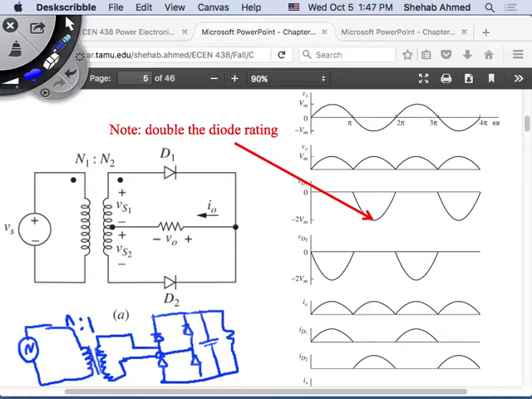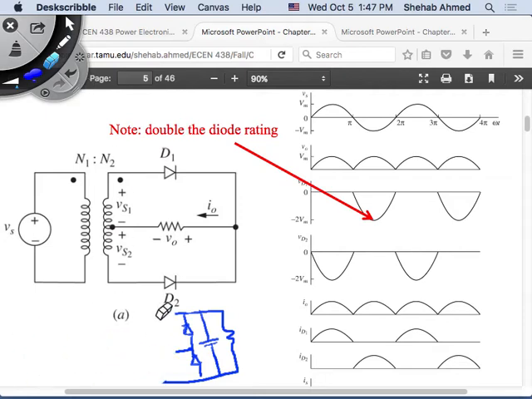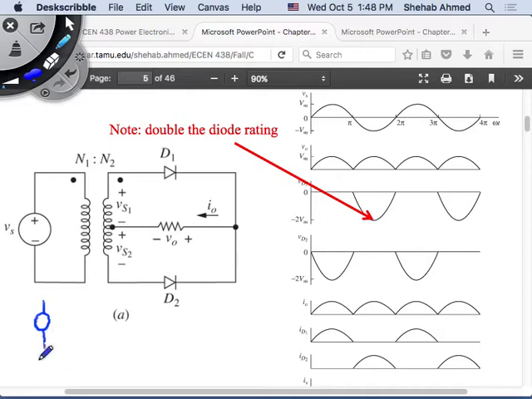Another way to do this is this center tap transformer circuit. The advantage is here I only use 2 diodes. So how does this circuit work? Think of this as 2 sources here. It's the same source, but you sort of drew it twice, right? This is VS and this is VS. They're exactly equal, exactly the same. So how does this circuit work?